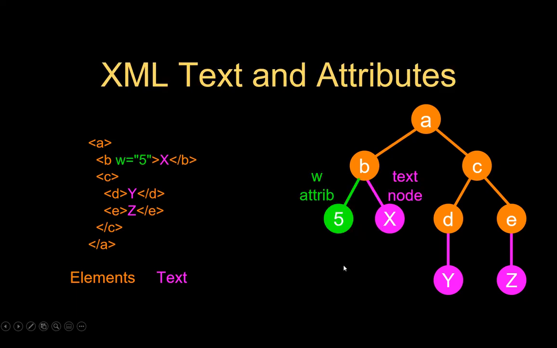So in this example, we talked about the representation of the XML text and attribute. So it's pretty similar to the first one that we talked about. Here we just have an attribute of W, which has the value of 5. Because it's after the B, we can just put it under the B, and it's going to be 5. And the other one, the text node of it, would be X. So the attribute is going to be 5. The text node is going to be X.